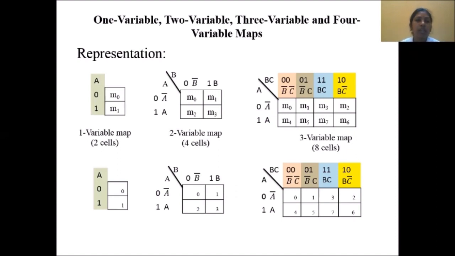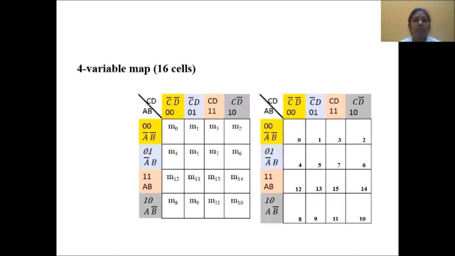The min terms are given below according to the cell numbers 0, 1, 2, 3. Likewise for the 3 variable K-map: 0, 1, 3, 2, 4, 5, 7, 6. For the 4 variable K-map, the order of the min terms is given: M0, M1, M3, M2. The next row is M4, M5, M7, M6. Then you have to skip one row and go to the last row, M8, M9, M11, M10. Then the third row is M12, M13, M15, M14. In this order, the min terms have to be entered inside the cells.